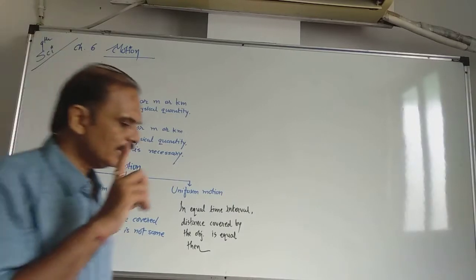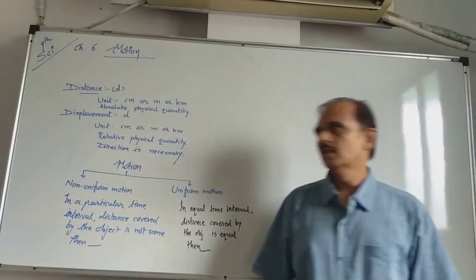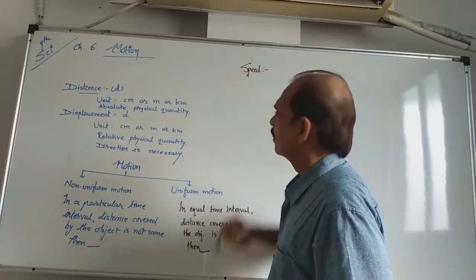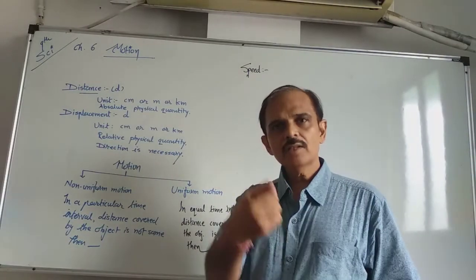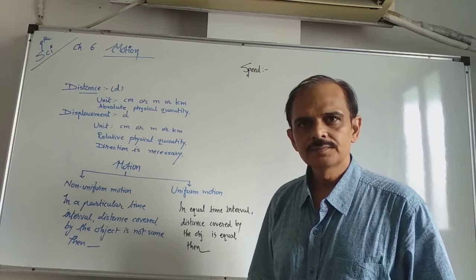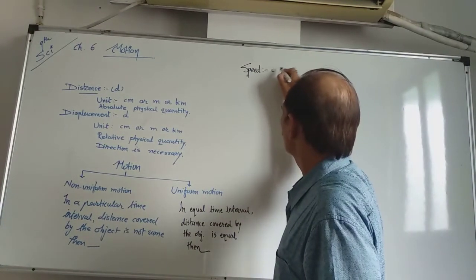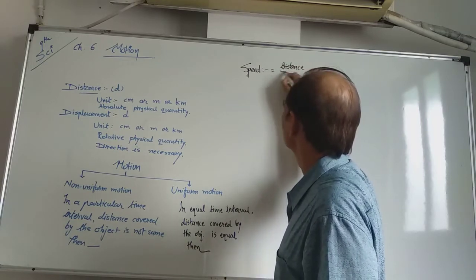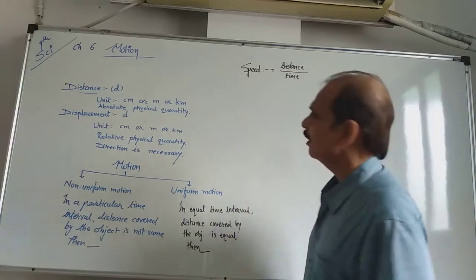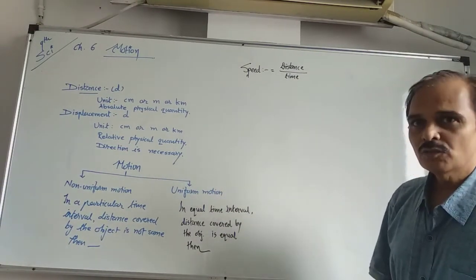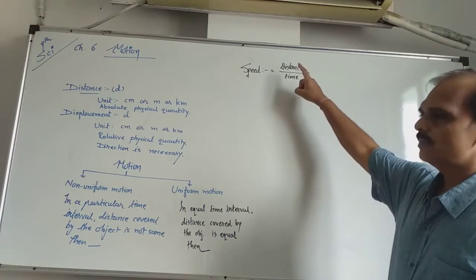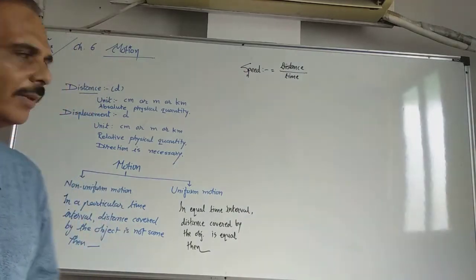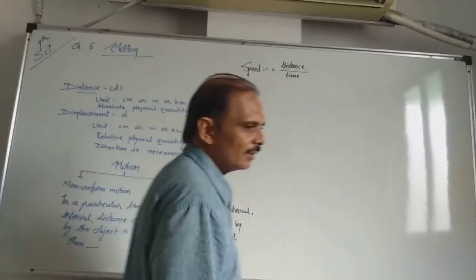Now in 7th standard, I think you have learned about speed. Do you remember it? Can you recall it? What do you mean by speed? Speed equals distance upon time. This is the formula to find out the speed. And the definition is: distance traveled by the object per unit time is called speed.